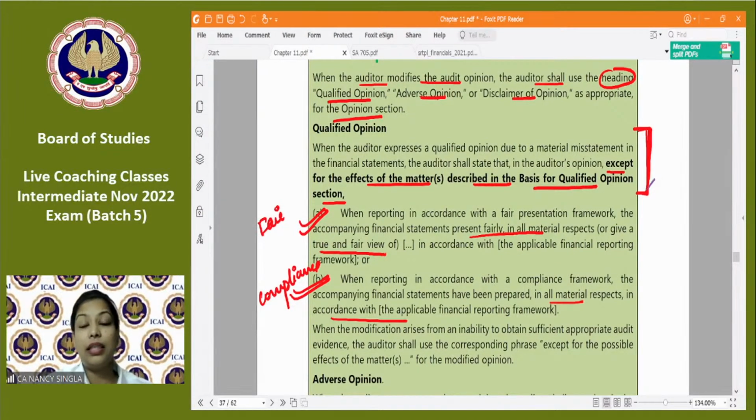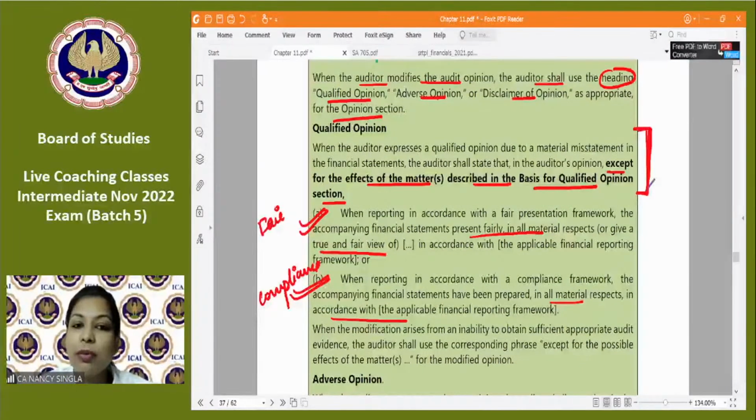So auditor qualified opinion दो cases में देता है ना, जहां पर sufficient appropriate audit evidence मिल जाता है that the financial statements are not free from material misstatement and material है but pervasive नहीं है, and the second situation when he is unable to obtain sufficient appropriate audit evidence as to whether the financial statements are free from material misstatement, and he concludes that the possible effect. So Karthik and Bindu have answered correctly. Only 2 correct answers I have received. ठीक है? So possible effect of the matters described in basis for qualified opinion section.